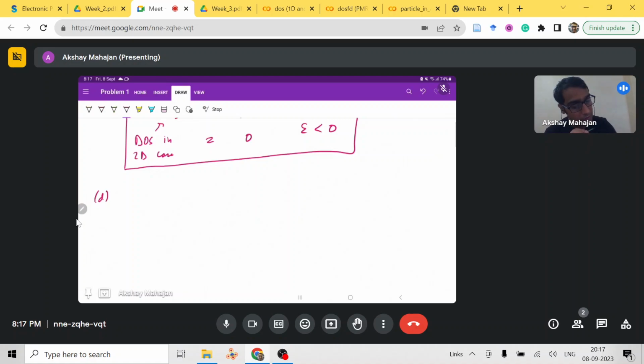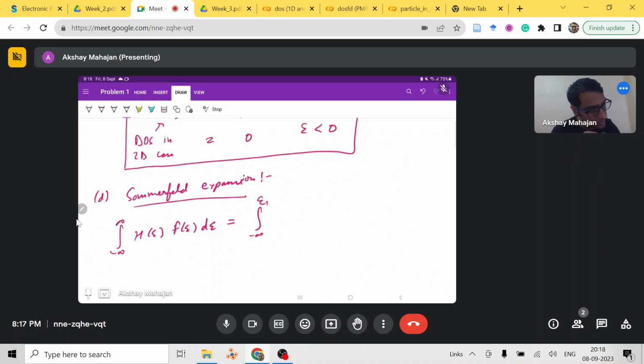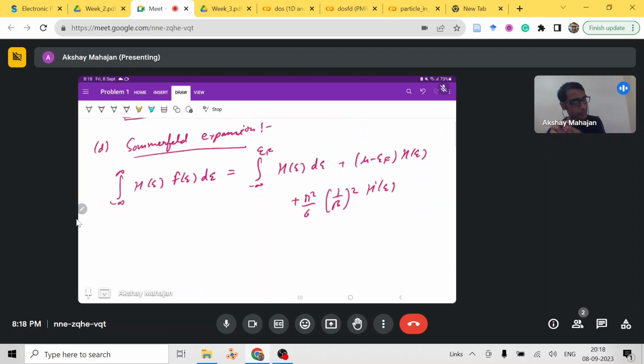So here again we know the Sommerfeld expansion. We have the integral from minus infinity to infinity of h of epsilon f of epsilon d epsilon equals the integral from minus infinity to epsilon f of h of epsilon d epsilon plus mu minus epsilon f times h of epsilon f plus pi square by 6 times 1 by beta whole square times h prime of epsilon f. Alright, so this is our Sommerfeld expansion.